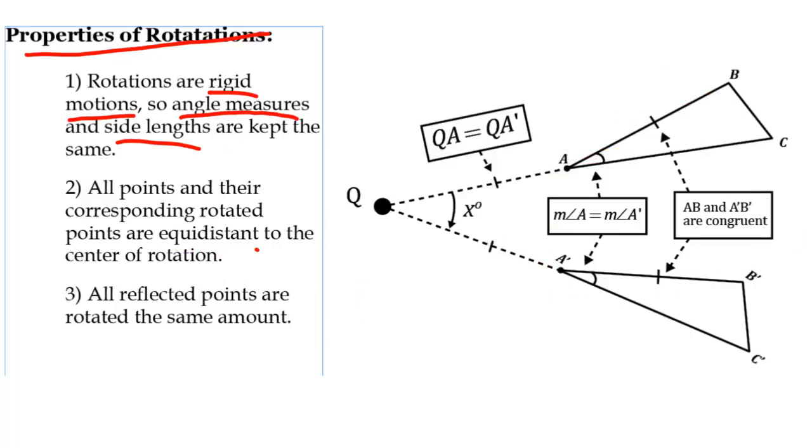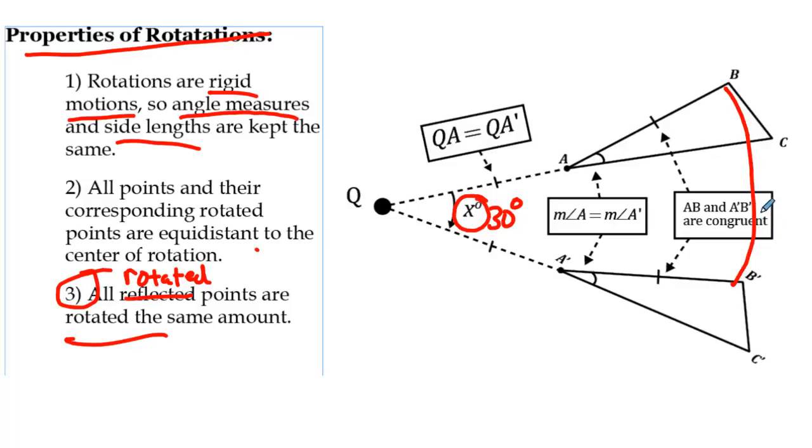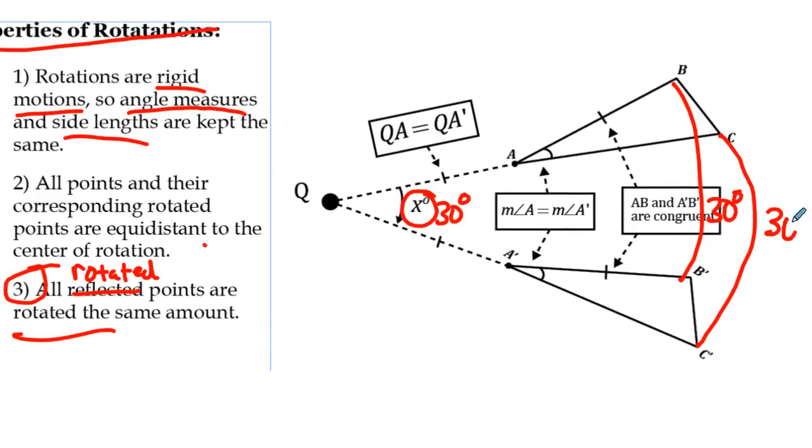That's concept number 2. And look over here, concept number 3, all reflected points. Oh, ooh, I just found the error. Okay, I meant to say, scratch this out, all rotated points are rotated the same amount. Okay, so this is the angle of rotation, right? So if this is 30 degrees, so like say from B to B prime, let's say that was rotated 30 degrees, okay? So all that's saying is that the angle of rotation from C to C prime will also be 30 degrees.